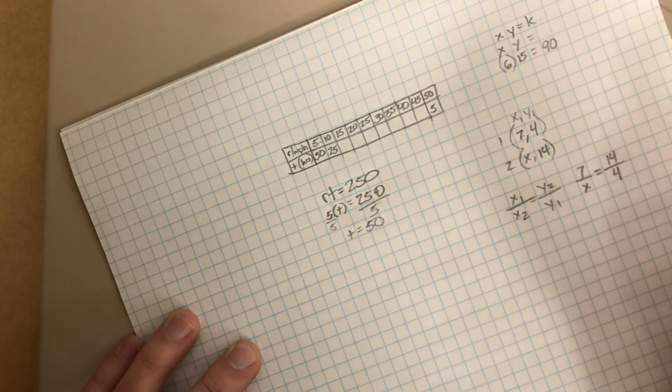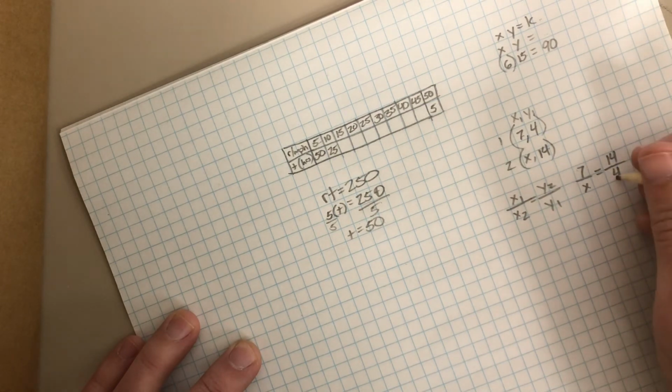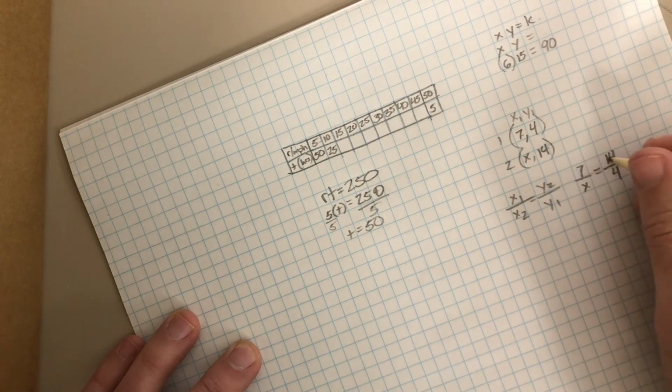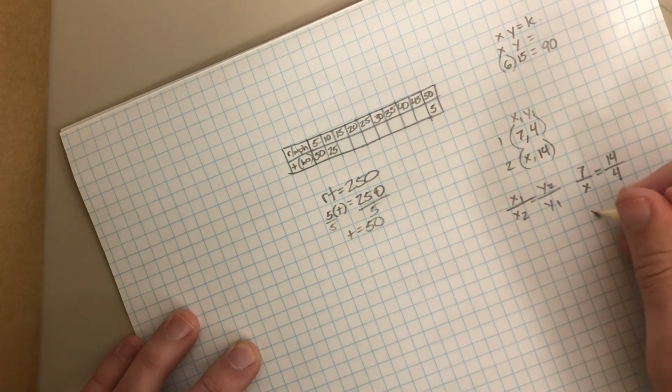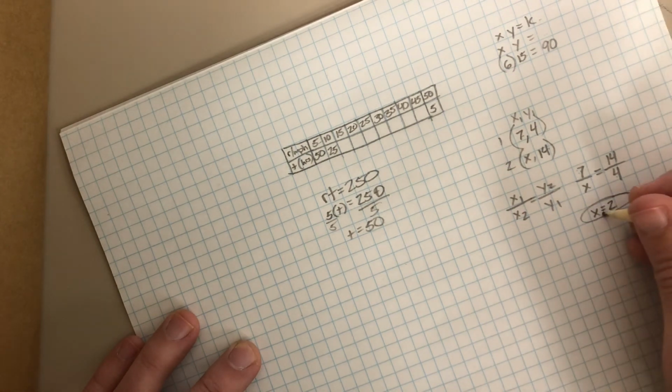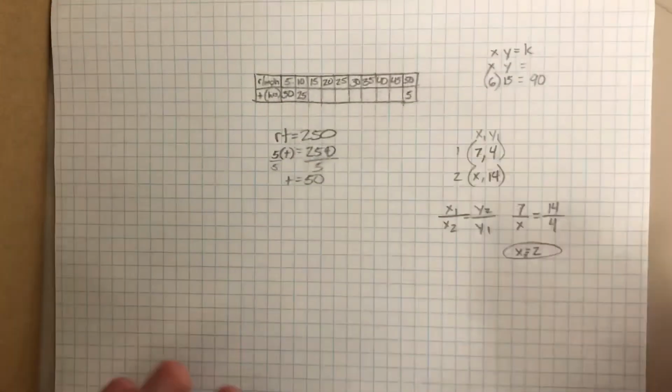Then we can simply cross multiply and divide. 4 times 7 is 28. 28 divided by 14 means that x equals 2, or x2 in this case equals 2.